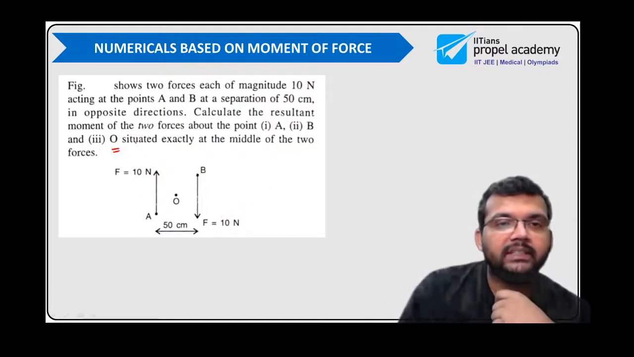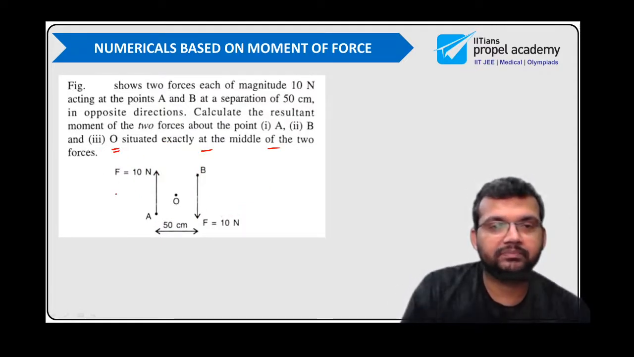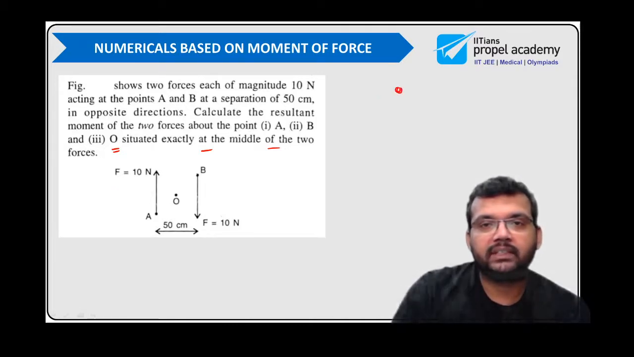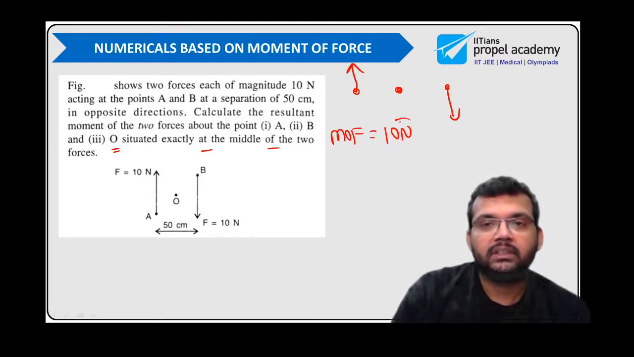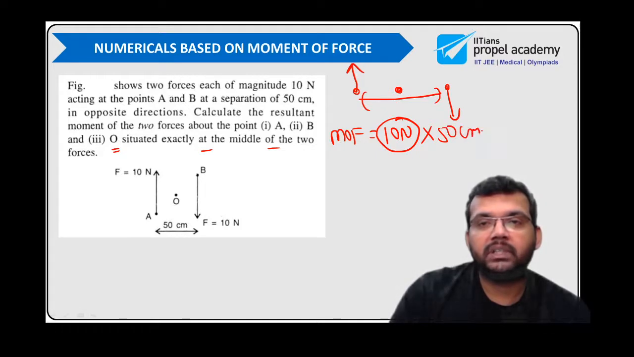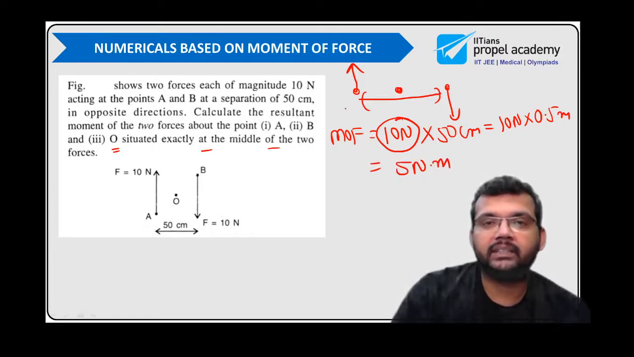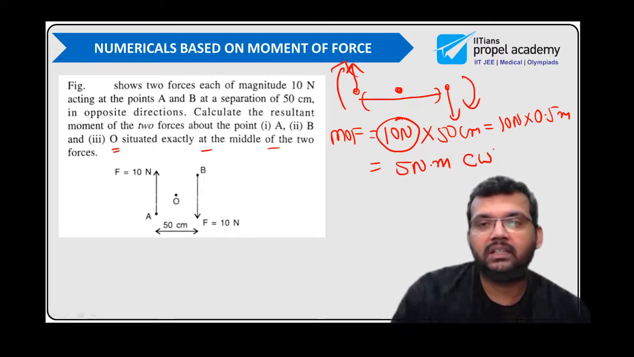Now O is situated exactly at the middle of the two forces. O is somewhere here, exactly at the middle. So at A you can write upwards, and B is acting downwards. So nothing but this is a couple. Couple means the total moment of force, any individual force, that's 10 newton into the perpendicular distance. That's 50 centimeters. That's 10 newton into 0.5 meters, which equals 5 newton meter, and the direction, both are acting in the same direction, that's clockwise.